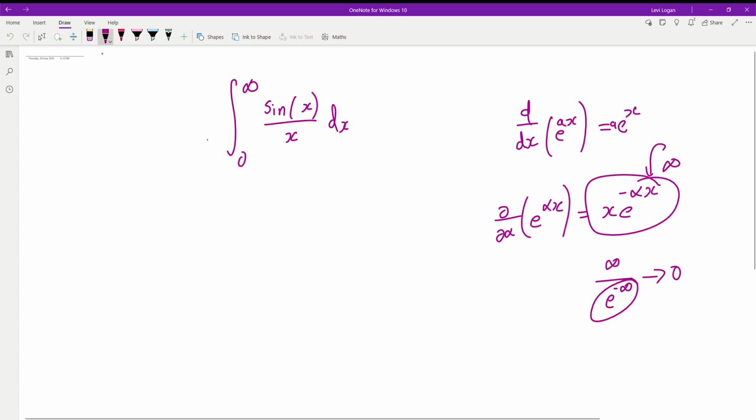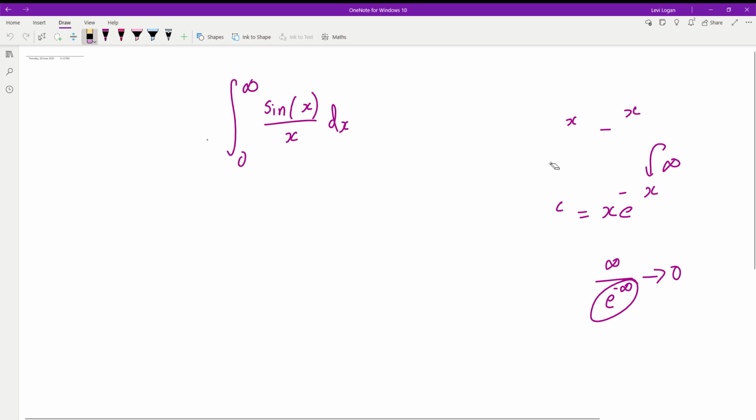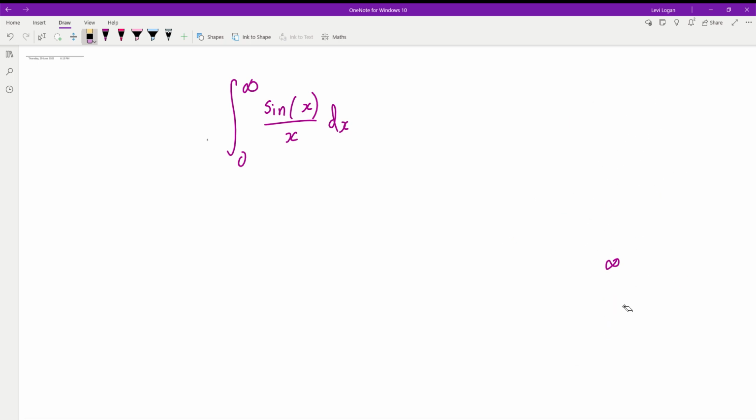So what we do to set up this integral to make this really nice and easy is we're going to put in an Euler function. So in other words, we're going to say f of alpha is equal to the integral from 0 to infinity of sin x over x multiplied by e to the negative alpha x dx.